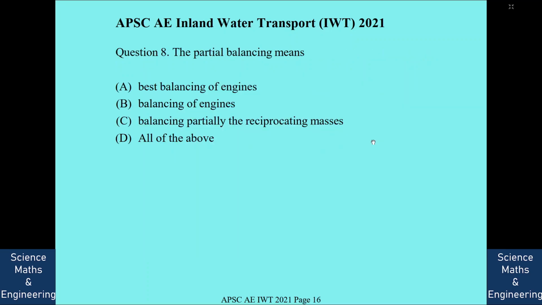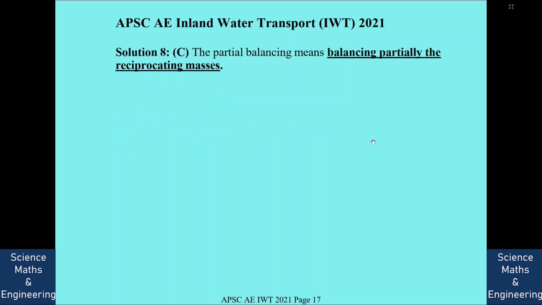The partial balancing means A. best balancing of engines, B. balancing of engines, C. balancing partially the reciprocating masses or D. all of the above. So the answer is the partial balancing means balancing partially the reciprocating masses.